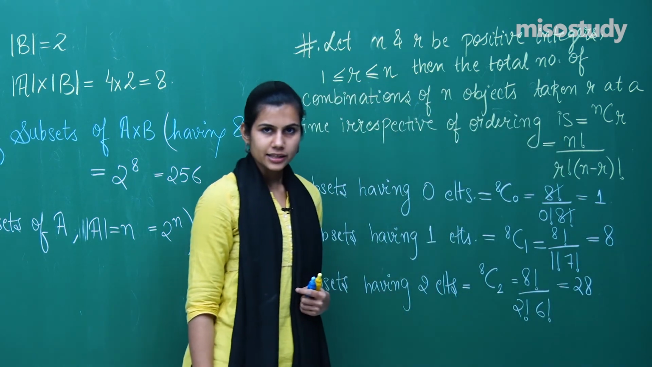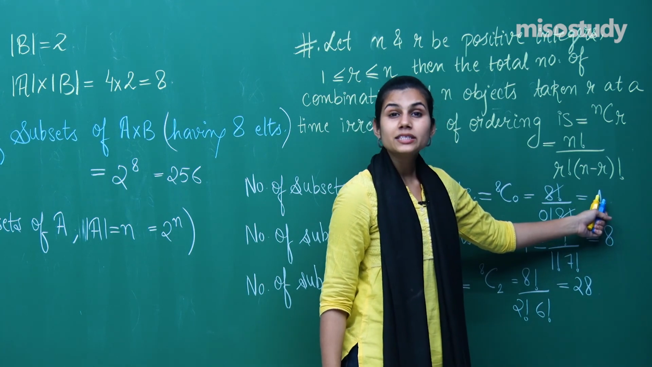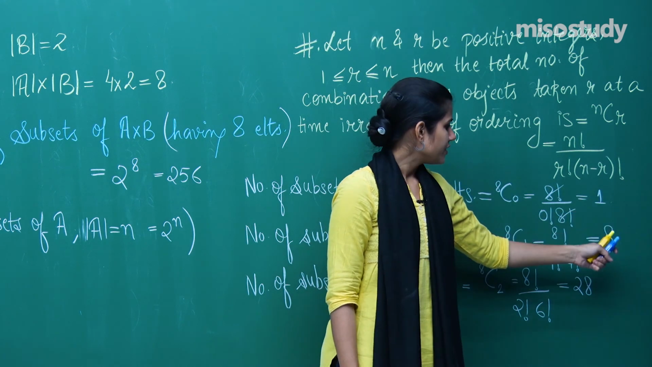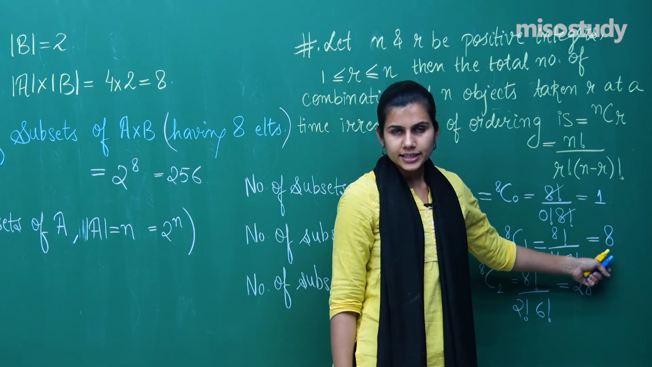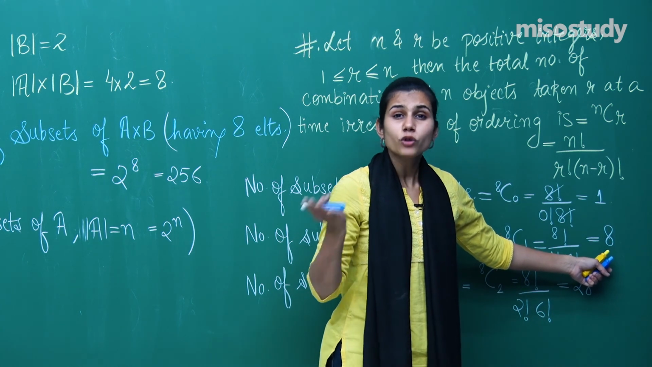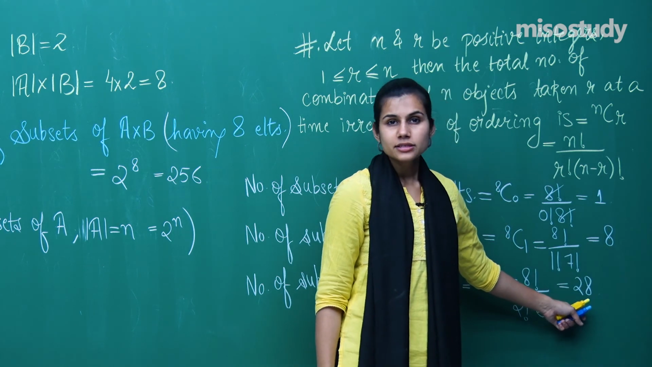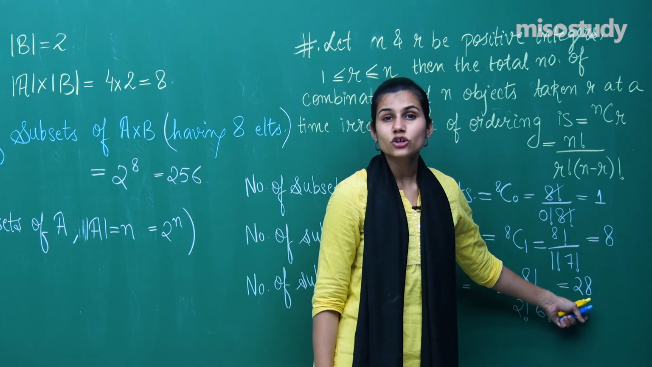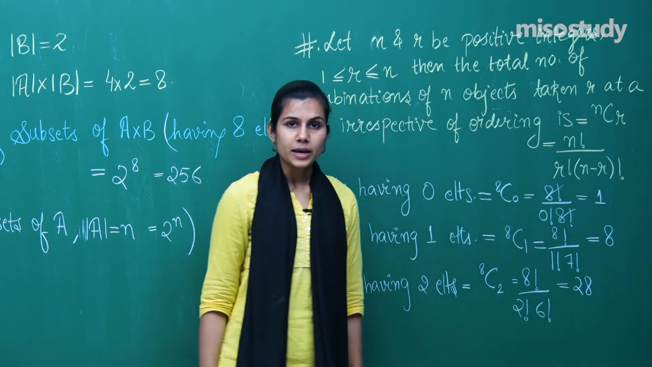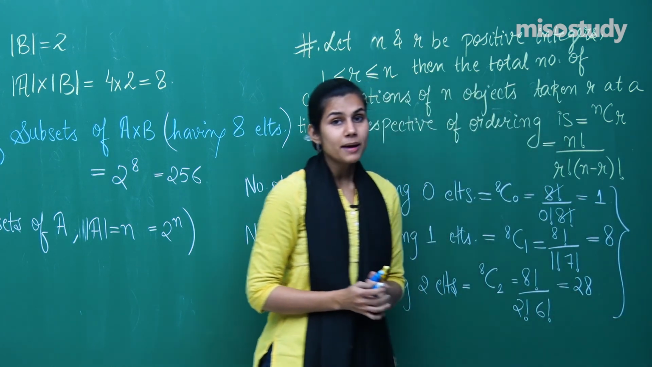That means there is only one subset of A cross B with 0 elements, and we know what that is. That is the empty set. We have 8 singleton sets sitting as subsets of A cross B. Obviously, each singleton set consists of one of those 8 members which make A cross B. And there are 28 subsets of A cross B consisting of only 2 members. I don't want all 3 of them, because none of them contain at least 3 members.